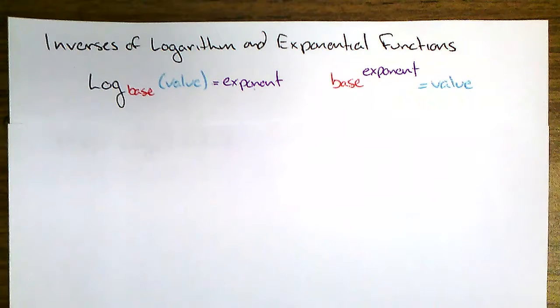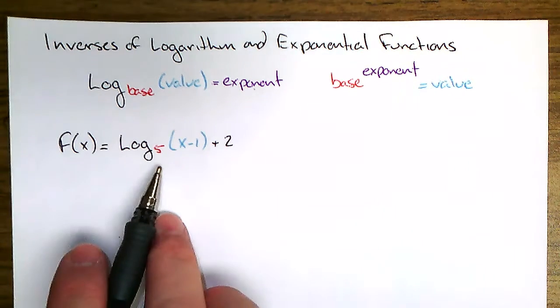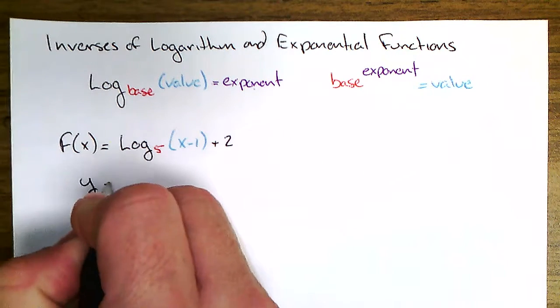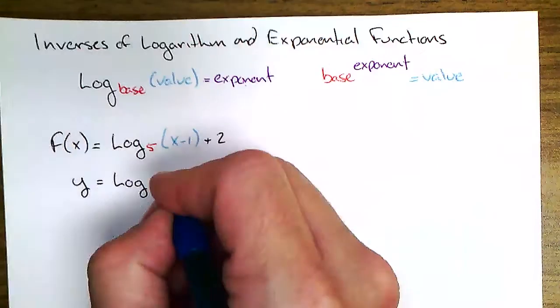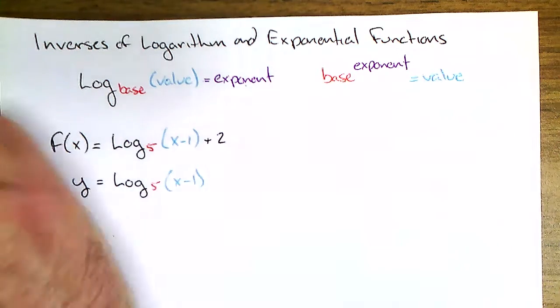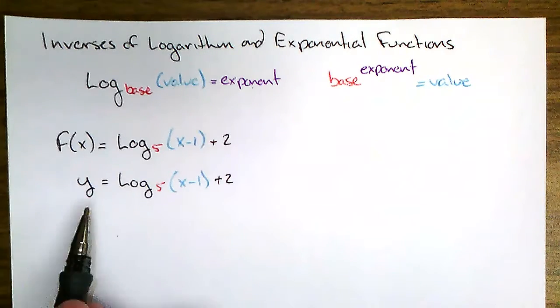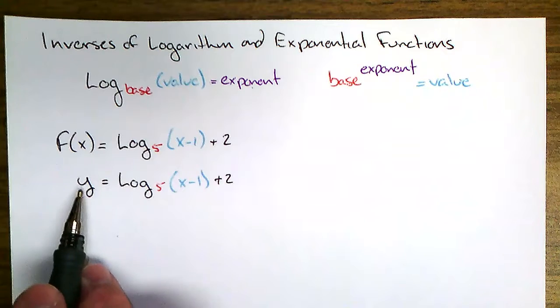So let's start with this example. I have f of x equals log base 5 of (x minus 1) plus 2. So if we're looking for the inverse of this function, the first thing we need to do is rewrite this as y equals log base 5 of (x minus 1) plus 2. So now we've got it set up as a y instead of our f of x. It's still the same function. It's just a different format.